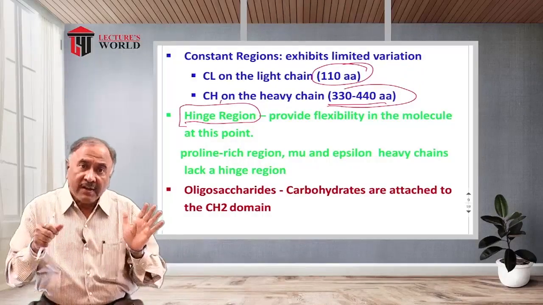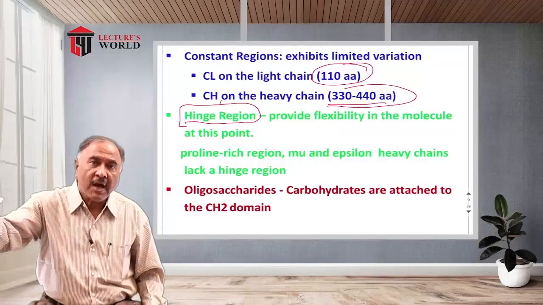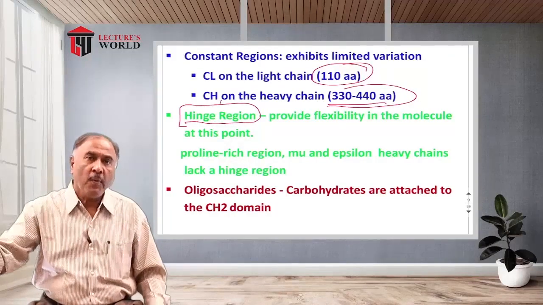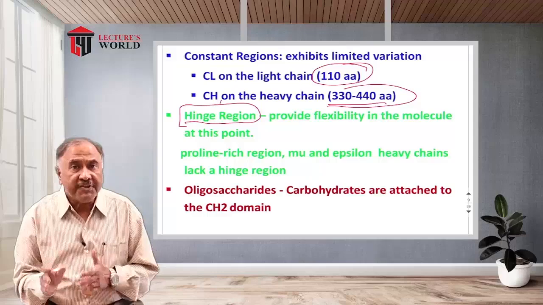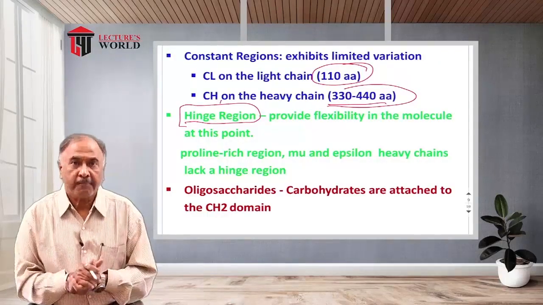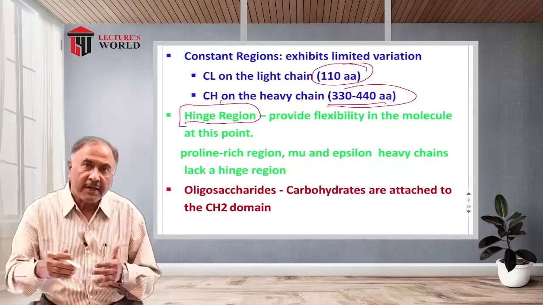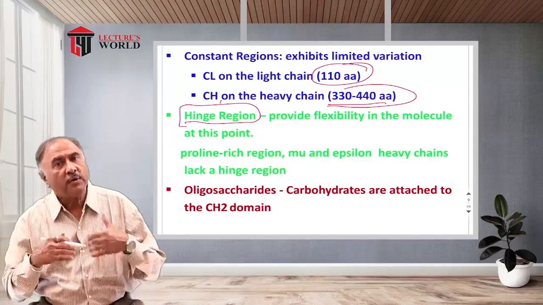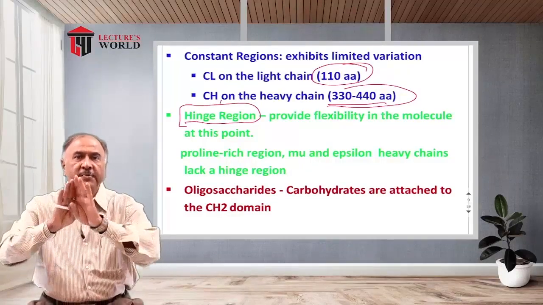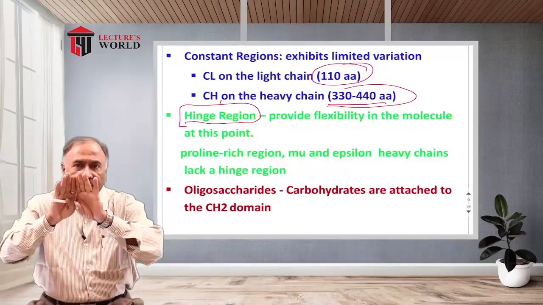Now, that is the reason that we are able to close the window, open the window, or partially close the window of our liking. More, less, slightly more, slightly less, or totally closed. So it is the hinge, and hinge means a kind of a joint. So this is a hinge region.